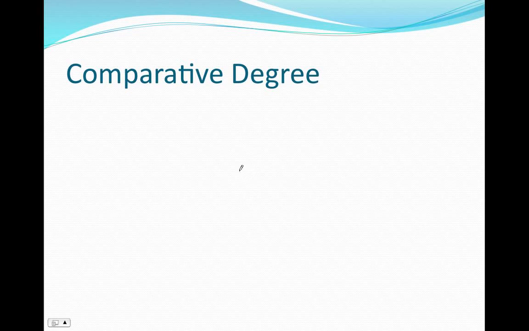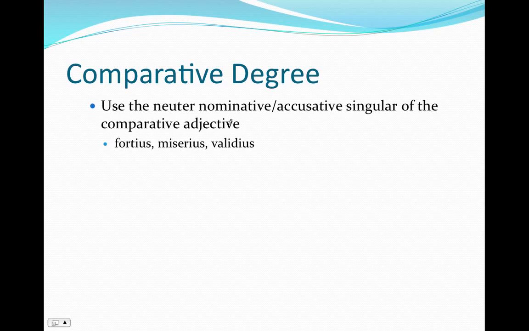The comparative degree is even easier because this is very consistent. All we're going to use is the neuter nominative and accusative singular of the comparative adjective. Since you've already learned how to make comparative adjectives, the comparative of strong is stronger, that is fortior, fortius. We're just going to use the neuter version. So more strongly, or miserior, the comparative, the neuter, miserius, more miserably, and the same, validius.